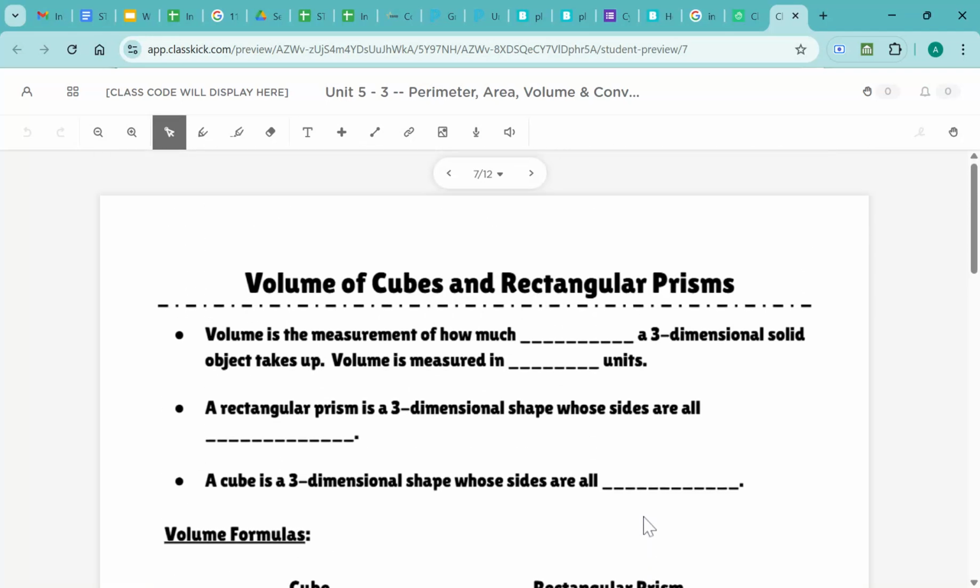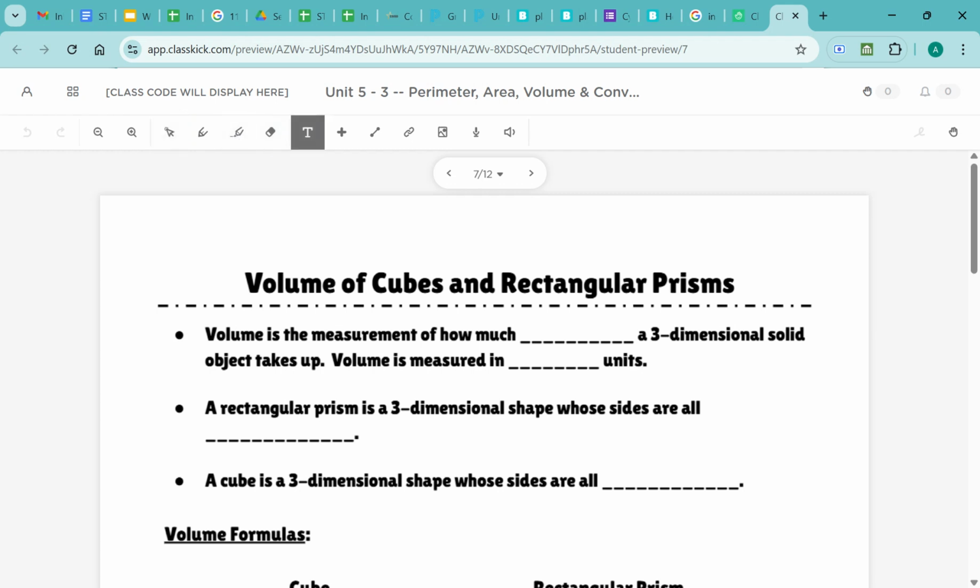Okay, guys, today we're going to be jumping to our next part of the unit. This part is going to be volume. So we'll talk about what volume is, and we're going to be finding volume of cubes and rectangular prisms. Okay, so first let's go ahead and talk about what volume is.